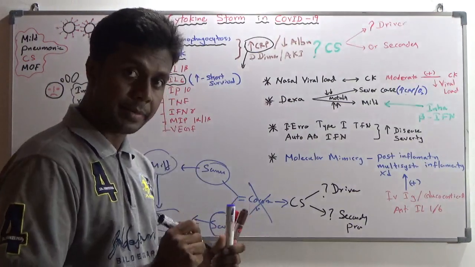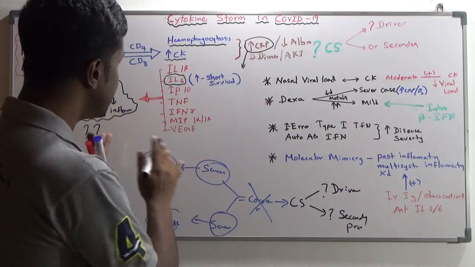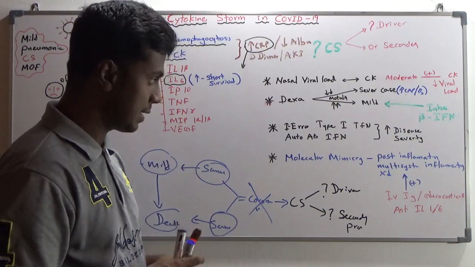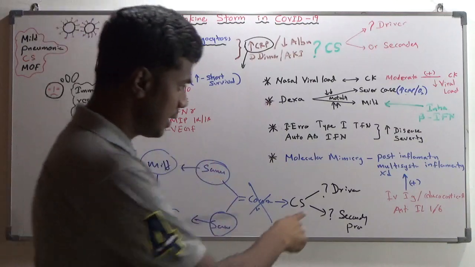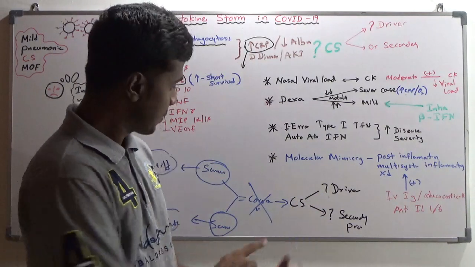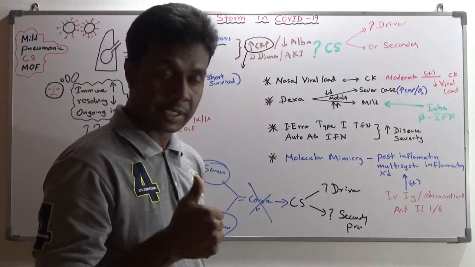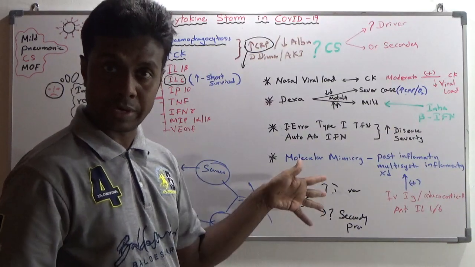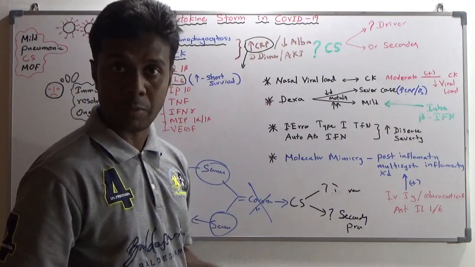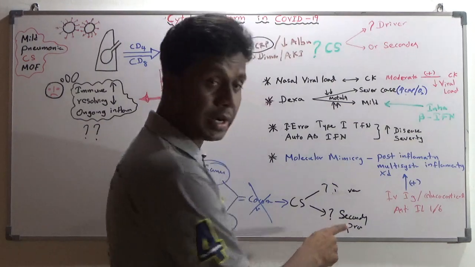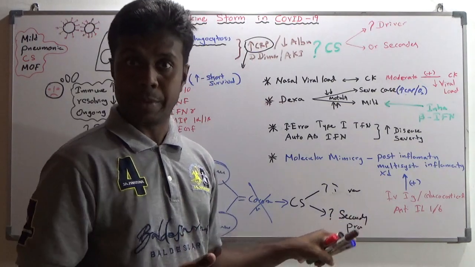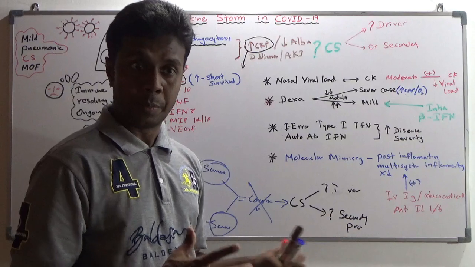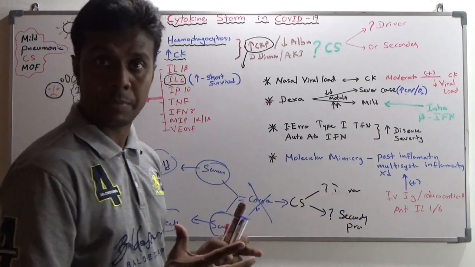To identify that, you should have clear knowledge about the cytokine storm pathogenesis. But unfortunately, it is still under investigation. If you find clearly that the cytokine storm is the driver of the COVID-19 disease process, you can suppress the cytokine level at the initial stage and you can save your patient. Or if it is a secondary process, then you have to maintain patient viability, not the cytokine level.